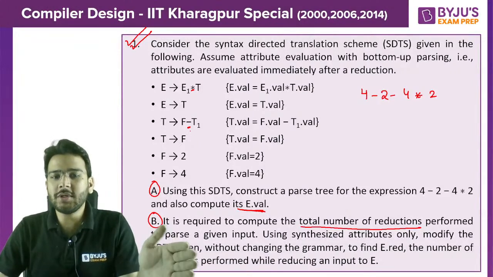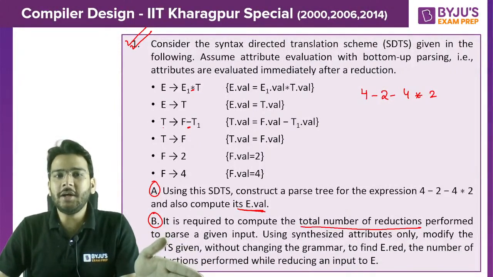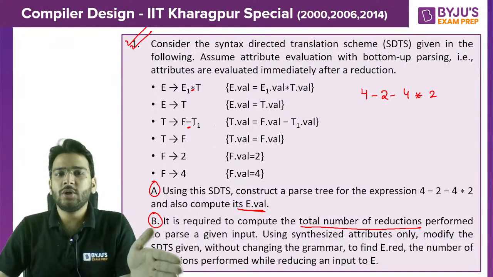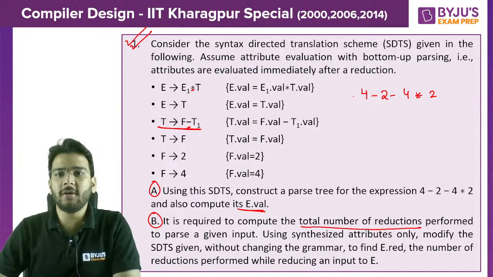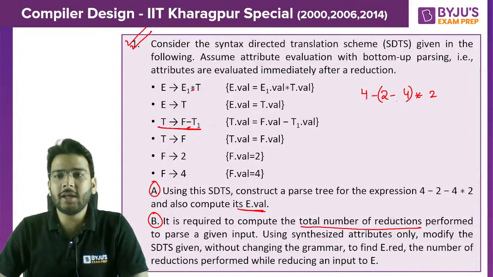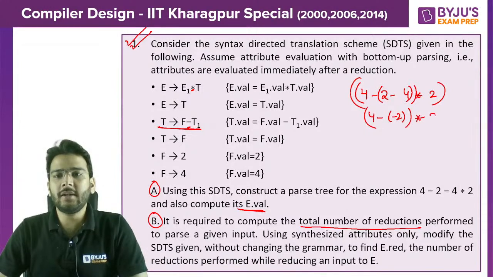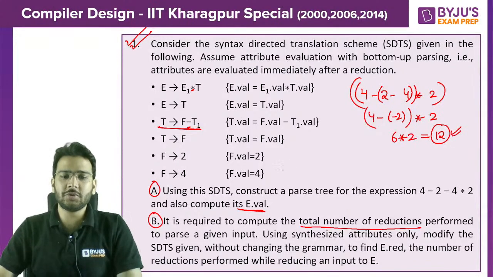What about the associativity? So you can see here it is t, here it is f minus t1. As this production is right recursive, we can say minus is right associative. So first we are going to evaluate like this, and then this one, then this will be performed. So 4 minus 2 minus 4 will be minus 2 only, and this multiplication. So 4 plus 2 will become 6. 6 multiplied by 2 will be 12, the answer for this part A.